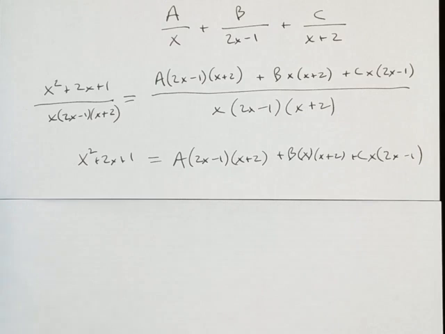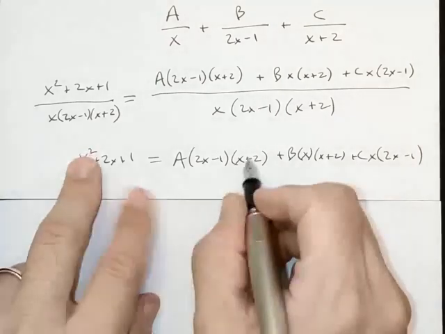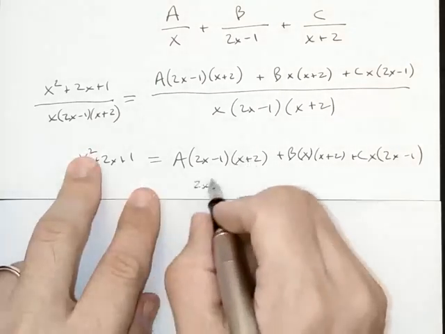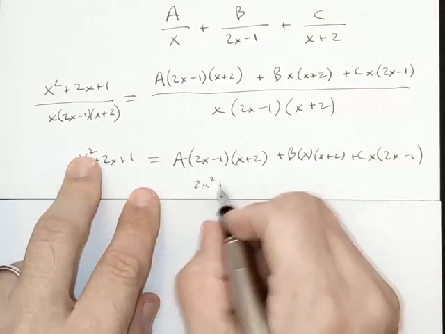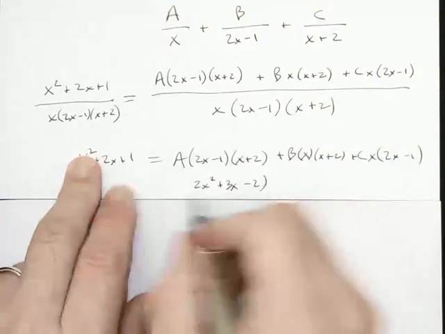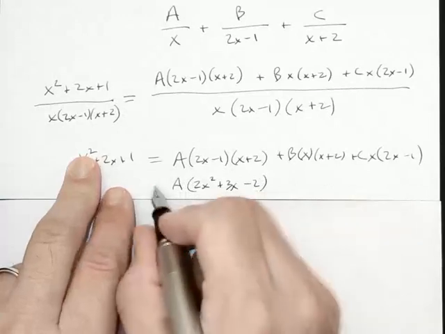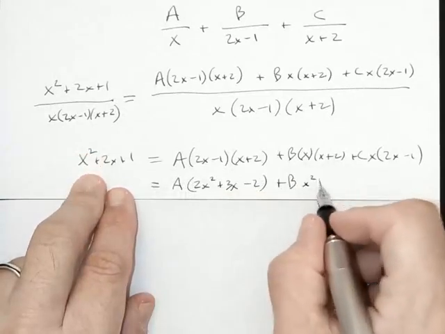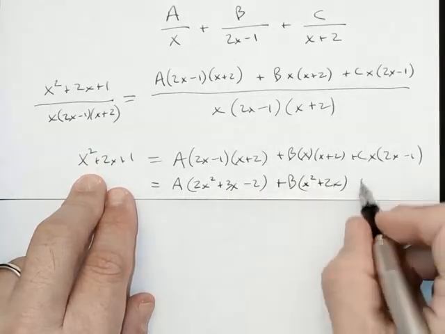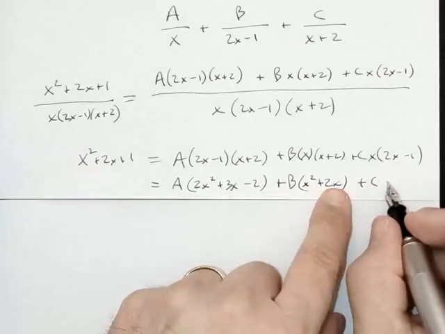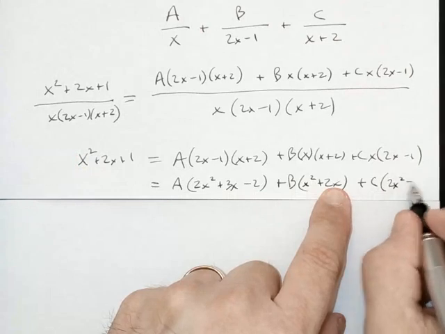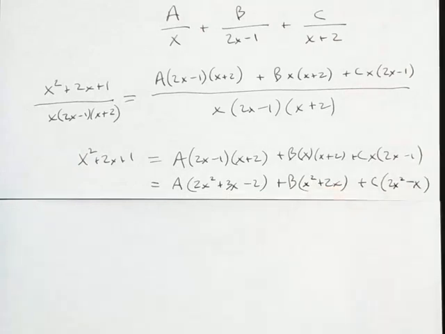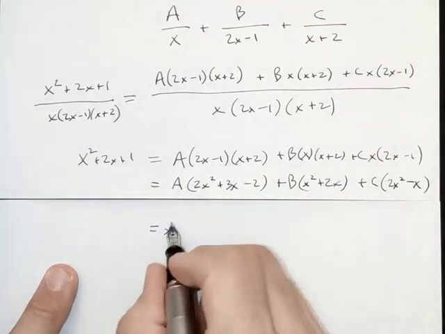Fortunately for me, we've done most of this multiplying. These two, when I multiply together, give me 2x squared plus 3x minus 2. This gives me x squared plus 2x. And this gives me 2x squared minus x. Let's look at all the x squared terms.